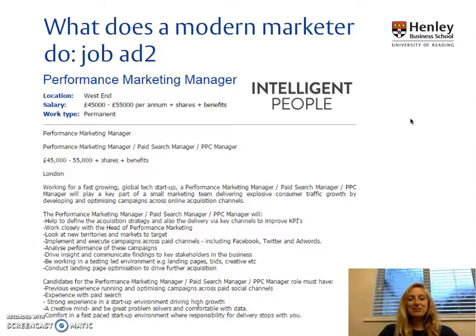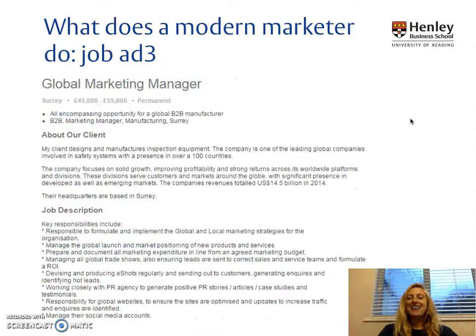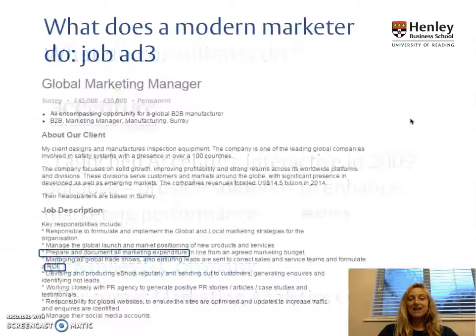Let's have a look at another job advertising. There is even a role called Performance Marketing Manager. Analyze performance of campaigns, optimize campaigns. Another job ad, Global Marketing Manager: prepare and document all marketing expenditure. You will have to measure return on investment and so on.